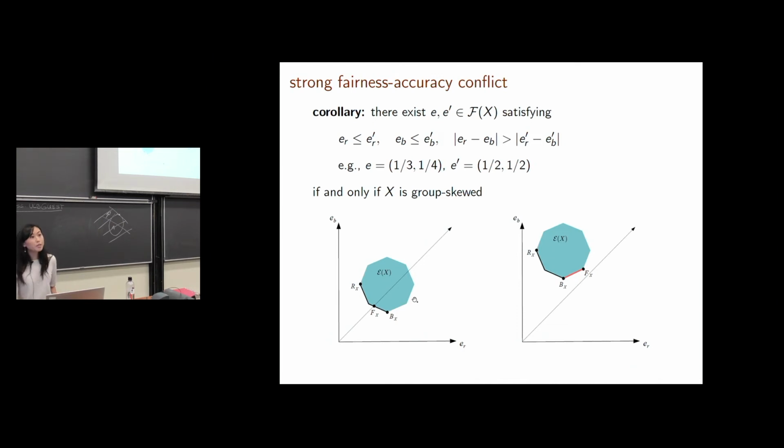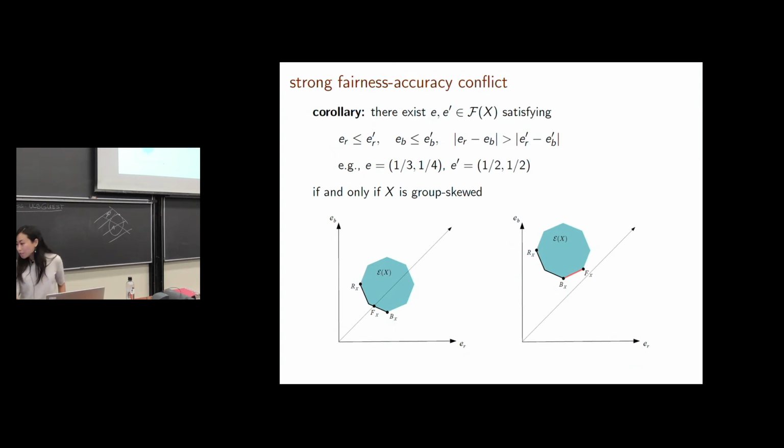And the answer is going to be no if X is group balanced. Right, if X is group balanced, the frontier consists entirely of negatively sloped lines. Right, this is never going to be on the frontier if this is feasible. Okay. In contrast, if X is group skewed, then so long as this point and this point are distinct from one another, we necessarily have a part of the frontier that's positively sloped.